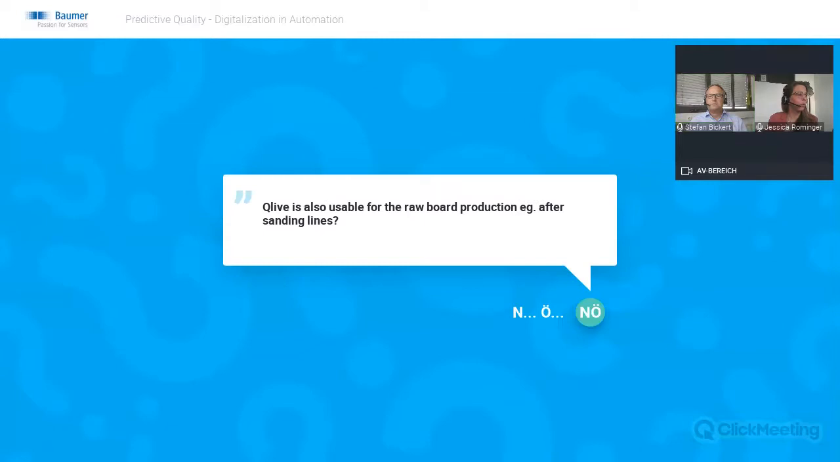QLife is also usable for raw board production, e.g. after sanding lines? Yes, that is also possible. We have a robot system, and each and every system we have is able to link the information into QLife. So then you can really match all information together. That is a big advantage if you are a customer starting from board production through short cycle presses and edge banding: you can put all your systems into the QLife database, work with this data and generate the right information. Also for flooring, for example. So all our systems are connectable to QLife.